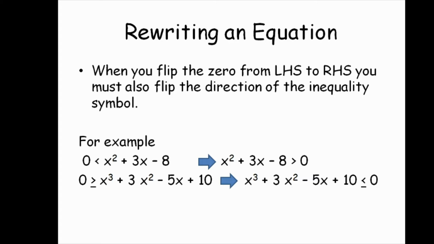And if we had a polynomial, in this case a cubic equation, and we had 0 is greater or equal to x cubed plus 3x squared minus 5x plus 10, then that would turn into x cubed plus 3x squared minus 5x plus 10 is less or equal to 0. So note that none of the terms in the equation changes its sign. The only thing that changes is the inequality sign.